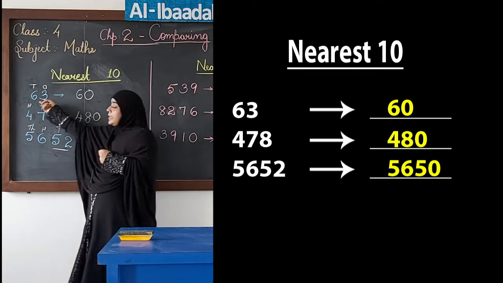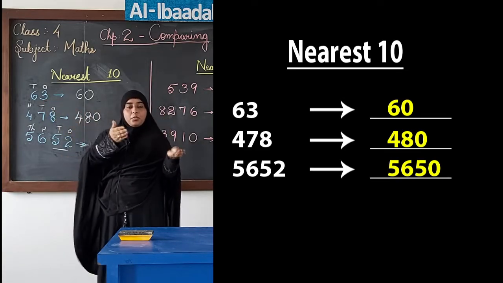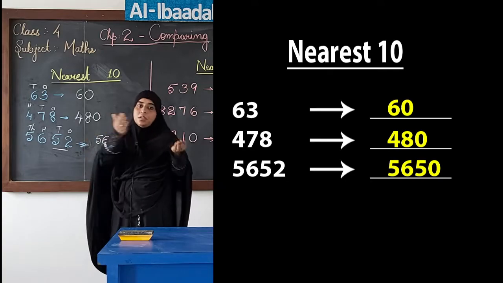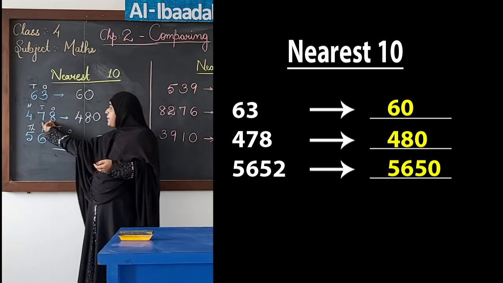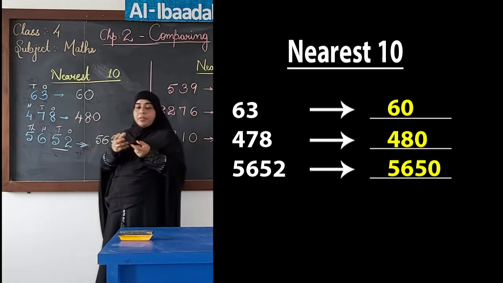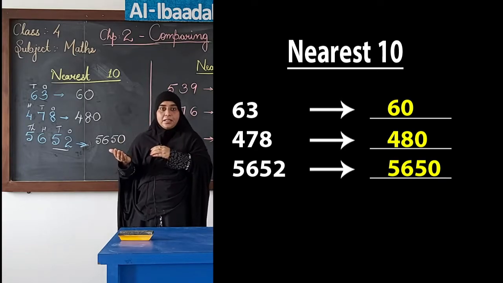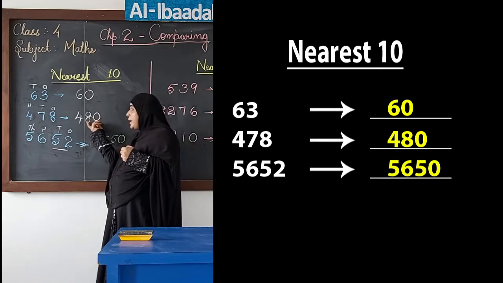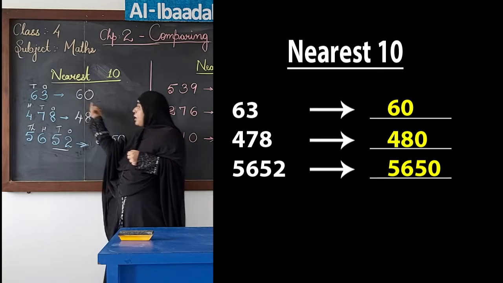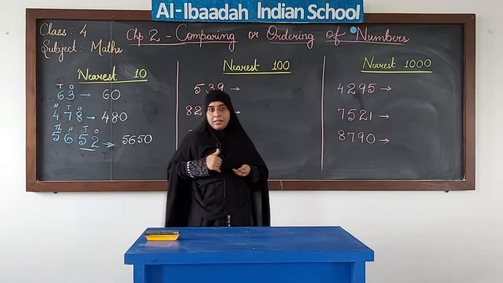Okay, like 63, 60 and 70. To which 10 will it be close? 60. Same way 78. 78 will be close to 70 or 80. We saw that it was close to 80. So, this number we have rounded up to the closest 10.